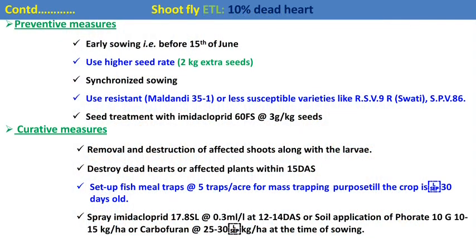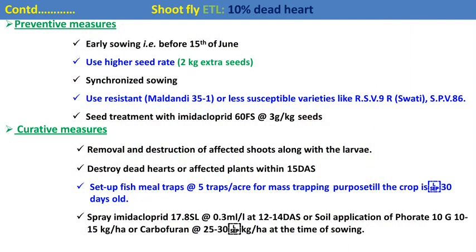If you see the ETL of the shoot fly in sorghum, 10% dead hearts is the ETL. When the shoot fly reaches the ETL, then we can go for management practices for the sorghum shoot fly. There are two kinds of practices: preventive measures and curative measures.